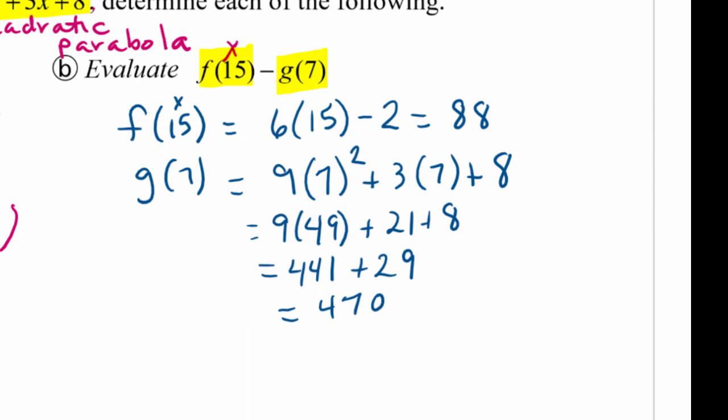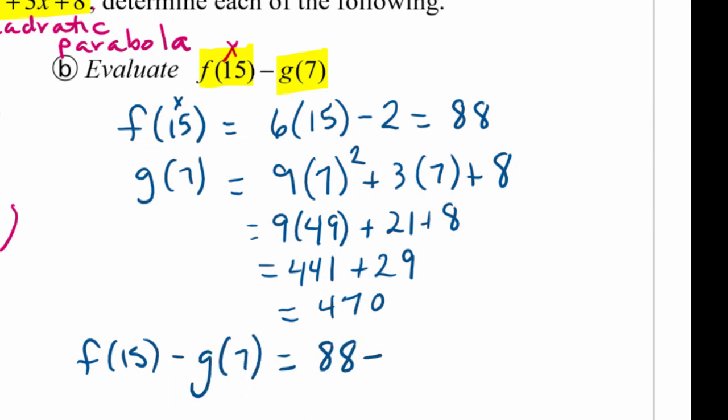So g of 7 is 470, which I'm going to remind you what that means. That means that on the parabola we have an ordered pair, a point at 7 comma 470, right? That's function notation. I'm just reminding you, just a little review. Okay, but we're supposed to be evaluating f of 15 minus g of 7. So that means 88 minus 470. And that means that our final answer is a negative 382. Again, notice we're getting a number. We're not getting a function with x's in it, but an actual final number.